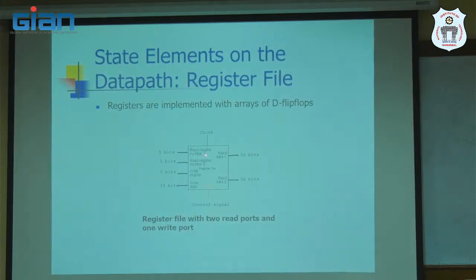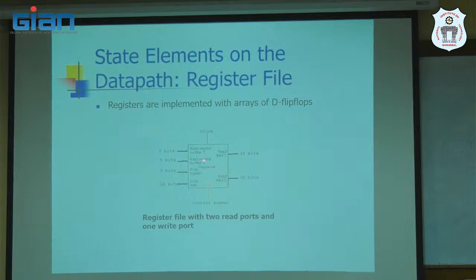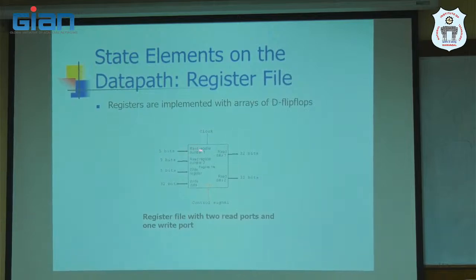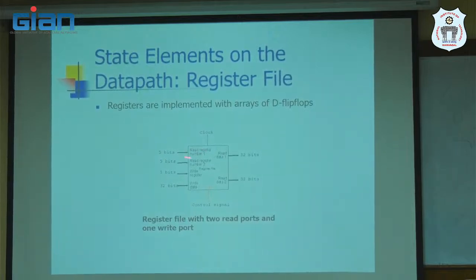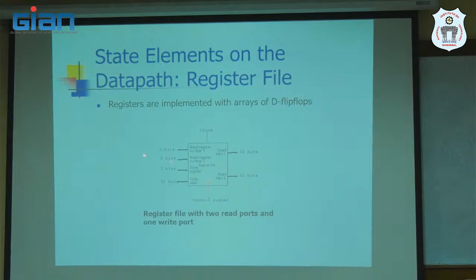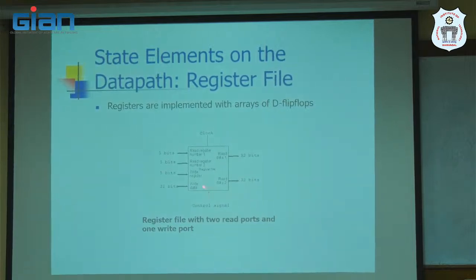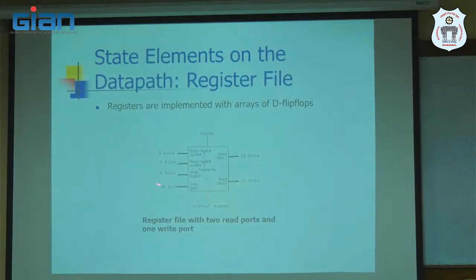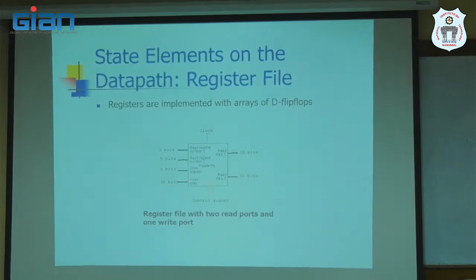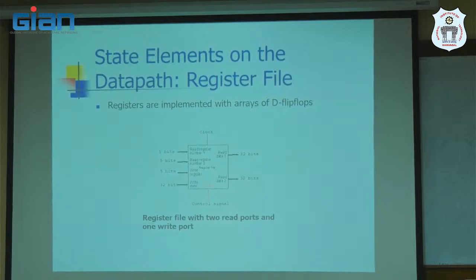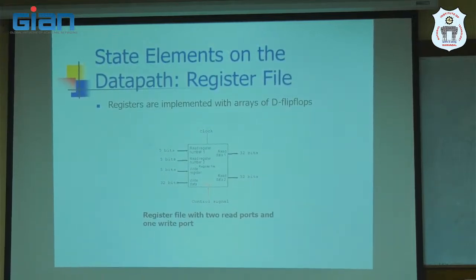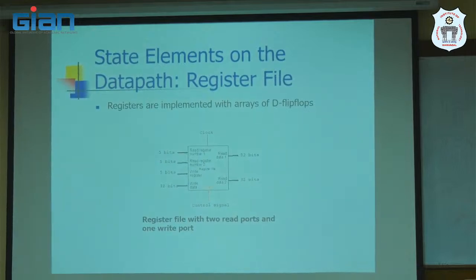Now you see, this is a register file with two read ports. Two registers we can read by using these addresses: read register number 1 with 5 bits, read register number 2 with 5 bits, and the write register. The write register address is this and the data is that one. So two read ports and one write port are created in a register file of 32 registers, each 32 bits.